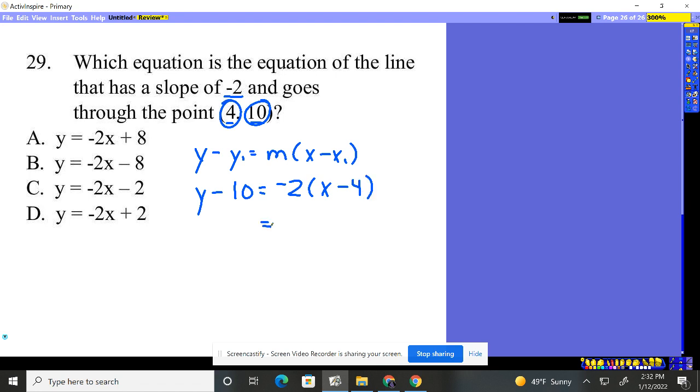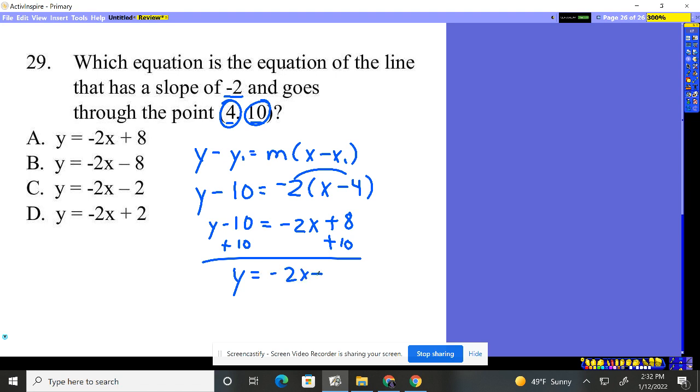Now I just clean it up. I distribute my -2 through, which gives me -2x. -2 times -4 is +8. So I have y minus 10 equals -2x plus 8. Move your 10 over, and believe it or not, you are done. So y equals -2x plus 18. Was that one of our choices? It was not, which means we would pick choice E, none of the above.